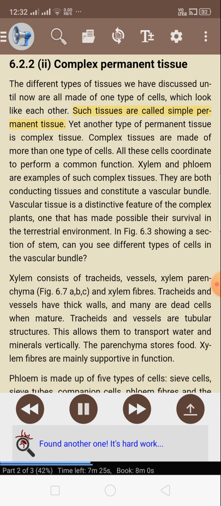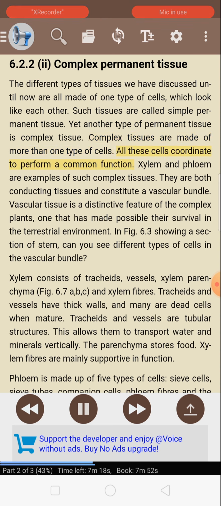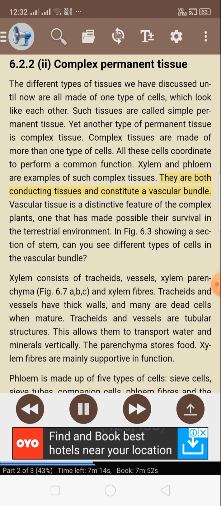Such tissues are called simple permanent tissue. Yet another type of permanent tissue is complex tissue. Complex tissues are made of more than one type of cells. All these cells coordinate to perform a common function. Xylem and phloem are examples of such complex tissues. They are both conducting tissues and constitute a vascular bundle.